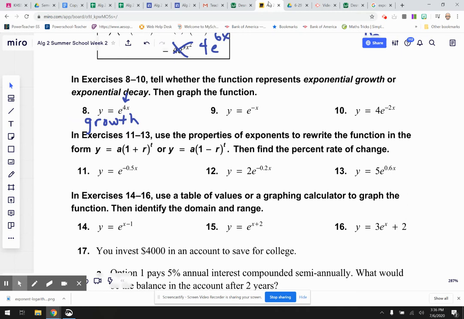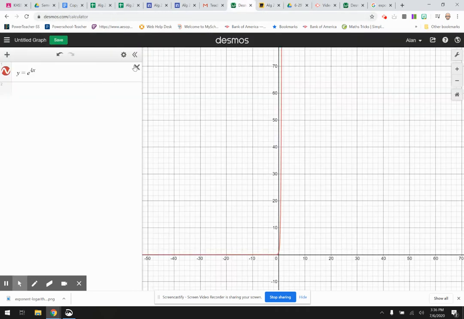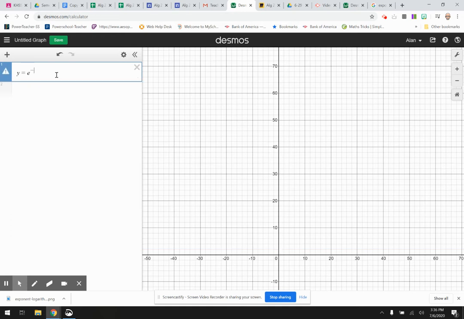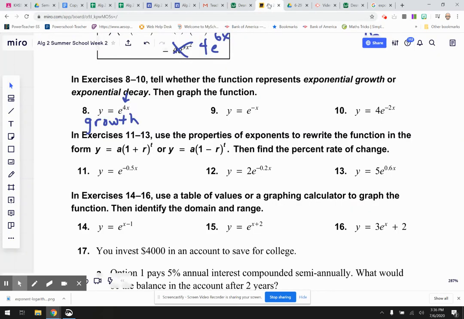Now let's look at this next one. Number 9, let's go back to Desmos. Let's exit that out. And y equals e to the negative x. So up here it would be above the 6, and then negative x. Again, negative x. This is a negative 1, which is smaller than positive 1, which is going to make this, as you're going across, you are going downwards. That's going to be a decaying function. That means the value is getting less and less and less. So this is a decay.